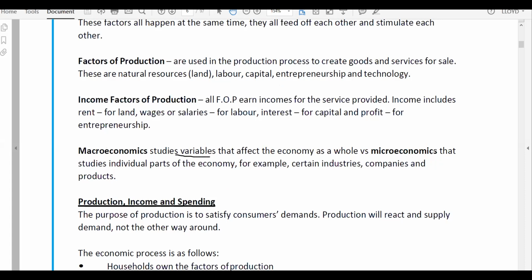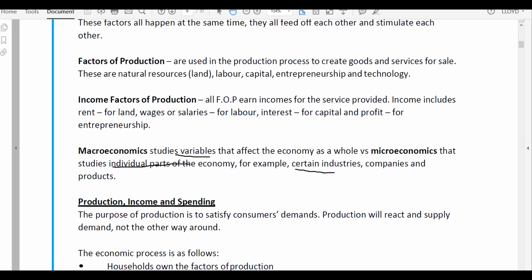While in microeconomics, we are basically studying the individual parts of the economy. For example, a particular industry, maybe the car manufacturing industry, or the energy sector, or the farming sector. When you study it in isolation, it is part of microeconomics. Companies and products in isolation, that is part of microeconomics. So in this particular module, we are studying macro. That means production, income, and spending. These are things that we study in macroeconomics because you're looking at total production, total income, and total spending of each and every element of the economy.